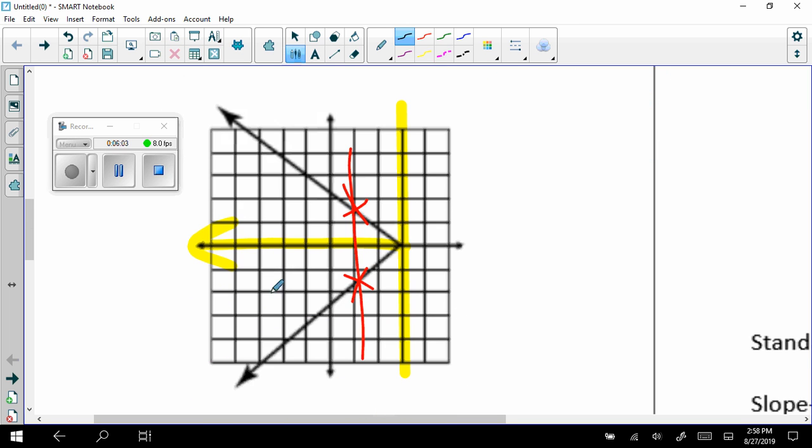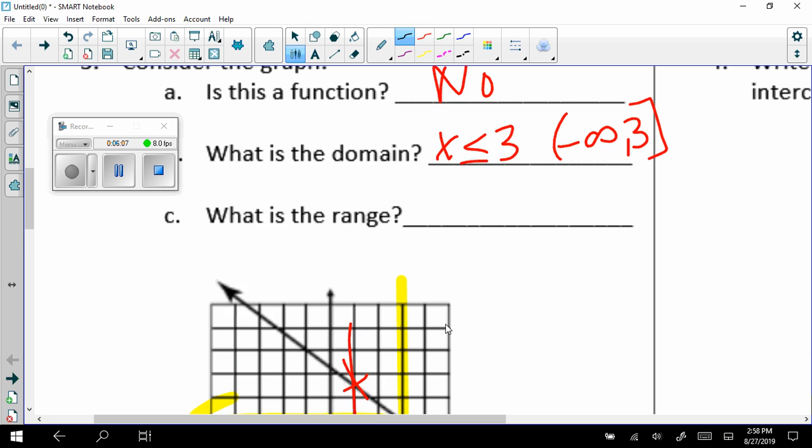And then my range, I go top to bottom. I've got an arrow at the top. I've got an arrow at the bottom. That means it goes forever. So you can either say all real numbers, or you could have said negative infinity to infinity, whichever makes you happy.